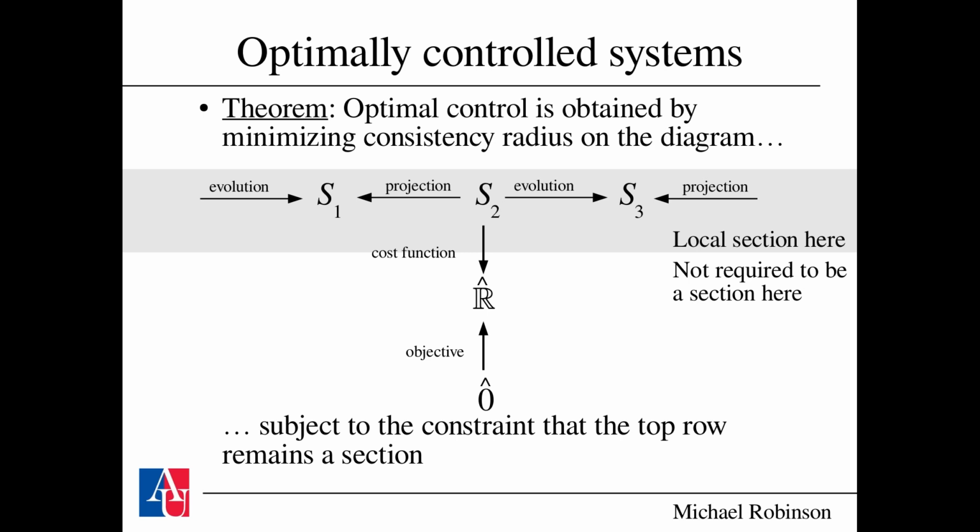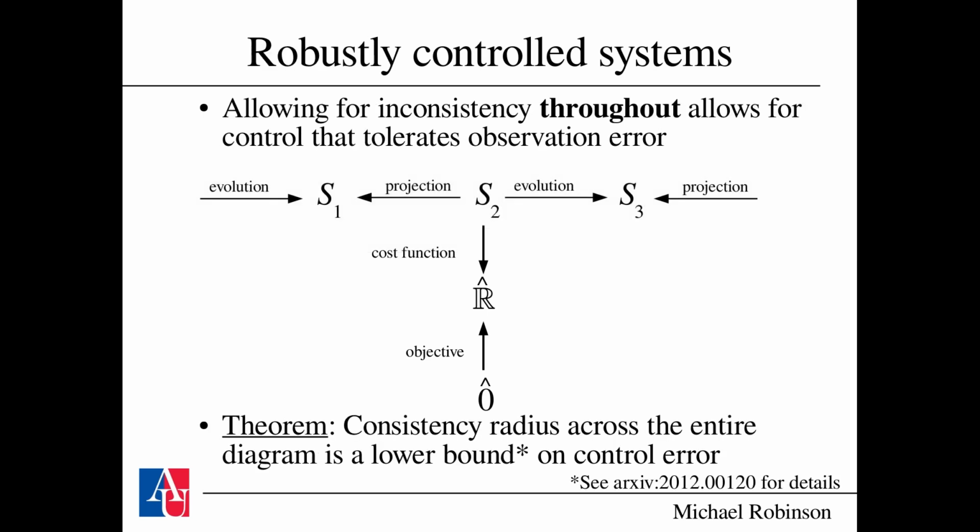But now what if there are errors in either the model or in the data? Well, allowing for inconsistency everywhere, i.e. dropping the constraint that the top row be a global section, very simply says you're now tolerating error throughout. And you're doing so in a very even-handed way. When you read what people write in the optimization and control theory literature, they have various ways that are a bit more ad hoc. This allows you to say, all right, fine, noisy optimal control is just the same as regular old optimal control, except that I've removed a constraint.